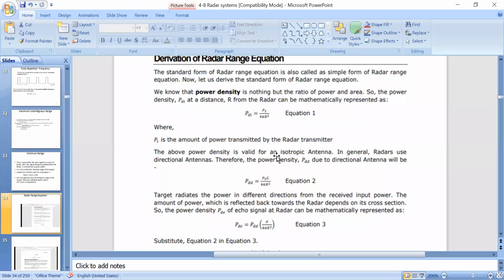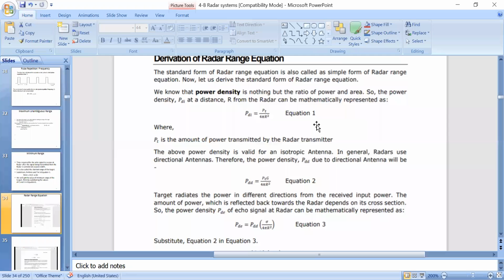Okay, in today's class we'll derive the basic radar range equation, that is the standard form of the radar range equation. Before deriving this equation, first I will explain the importance of deriving this radar range equation.